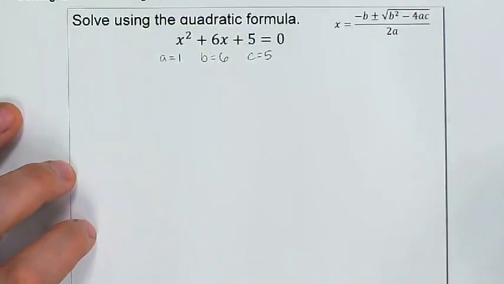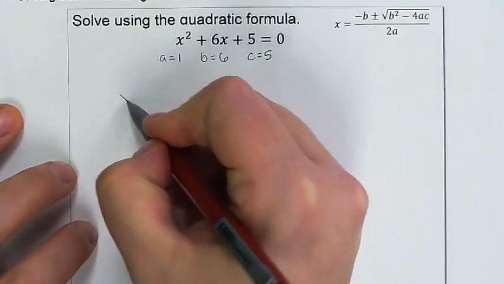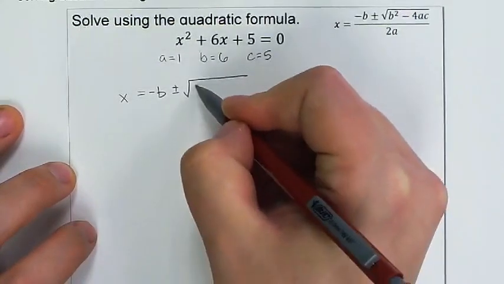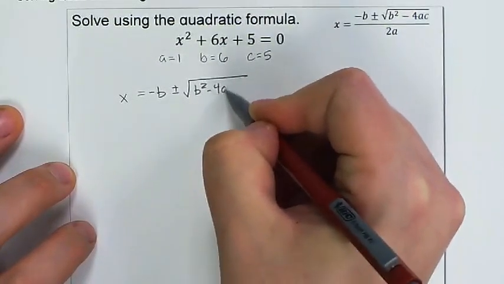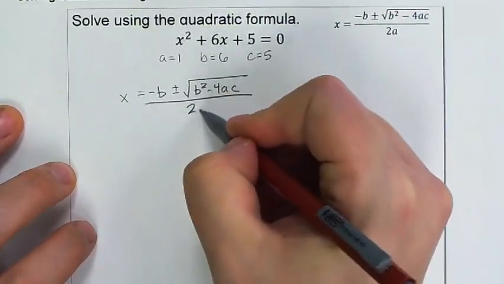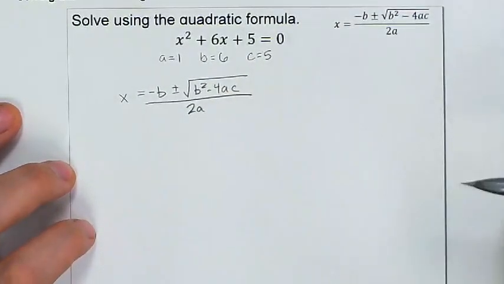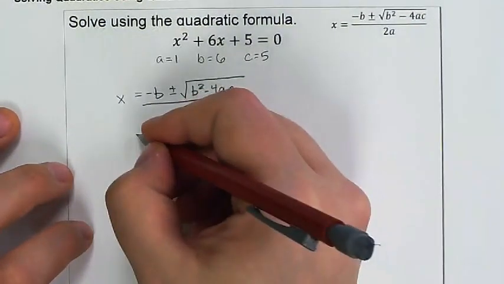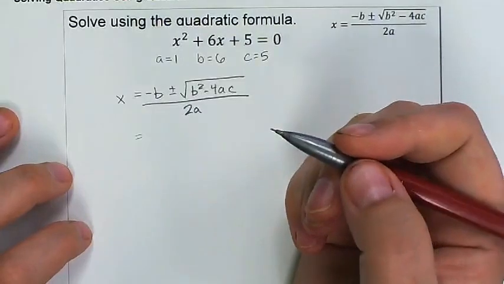Okay, after that, you're really just writing this formula down. X equals negative b plus or minus square root b squared minus 4ac all over 2a. And I suggest when you do your homework that you do write the formula every time, because that's how it helps you commit it to memory. That's just a suggestion though.